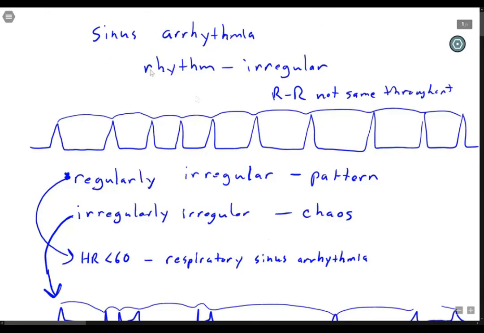So a sinus arrhythmia would be everything we normally see in sinus rhythms except you have a regularly irregular pattern.